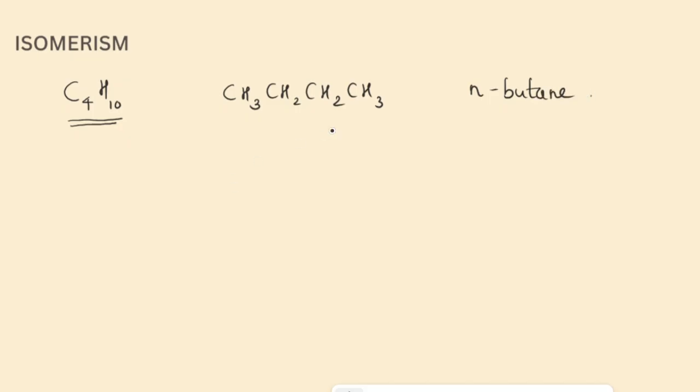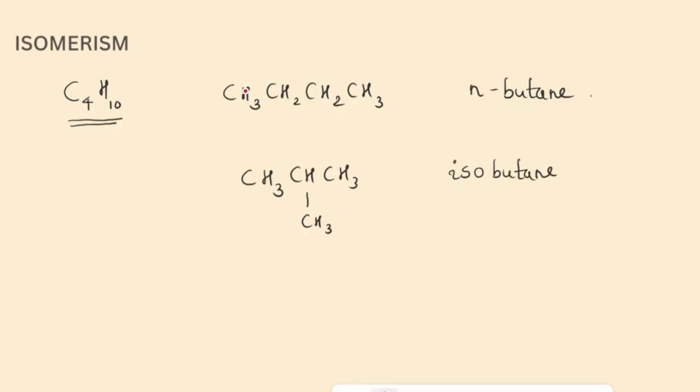Now, let's take an example in order to understand isomerism better. For the molecule with molecular formula C4H10, the structure could be CH3, CH2, CH2, CH3. And this is nothing but a butane molecule. Alright. This molecule can also be written as CH3, CH, CH3, CH3 like this. And this is called isobutane.